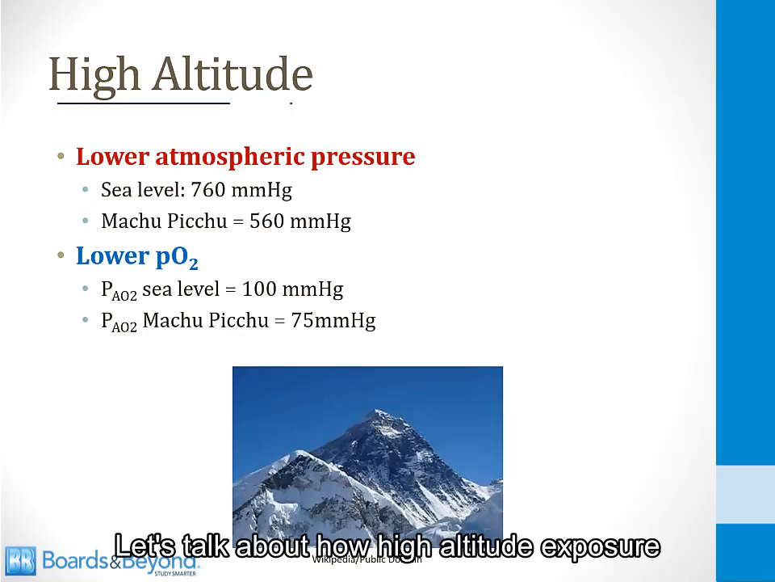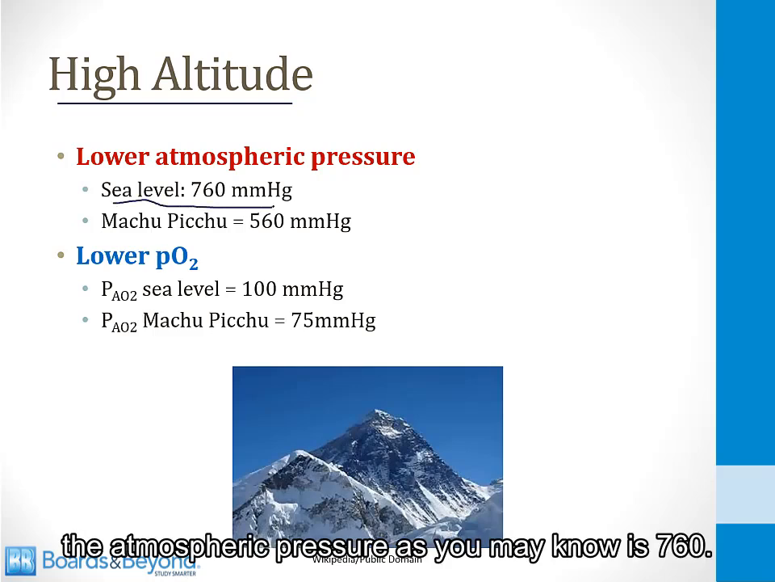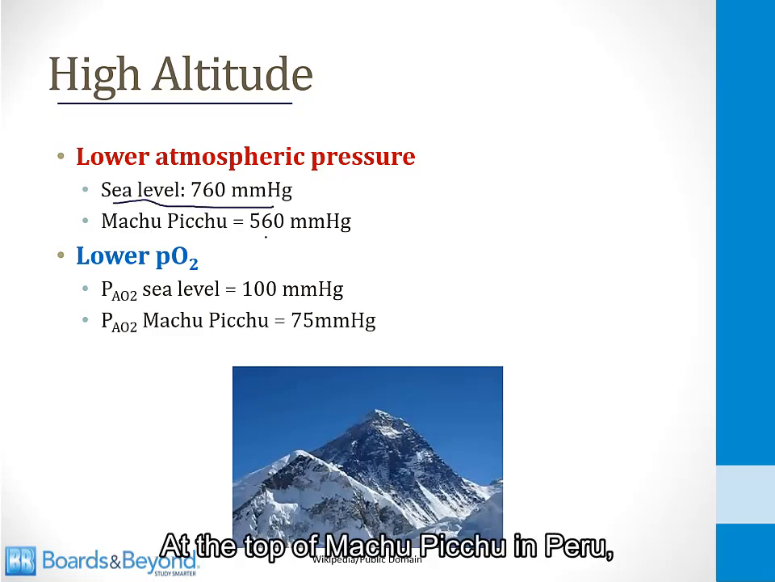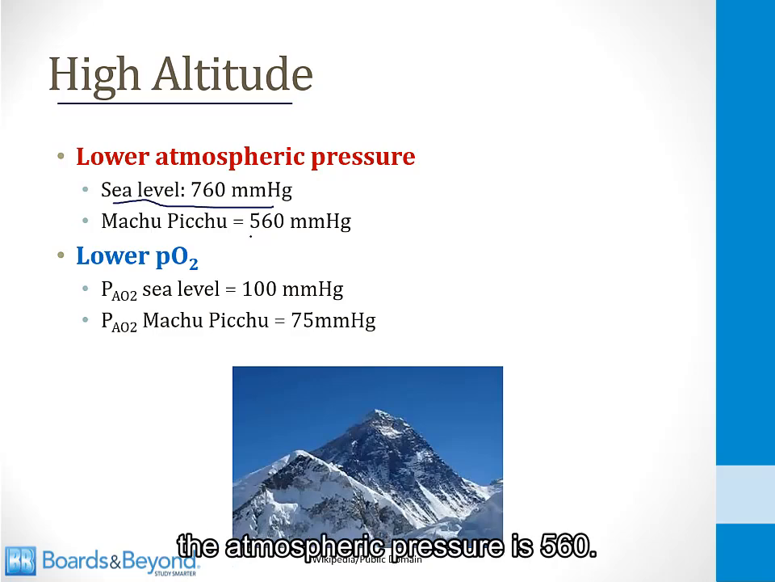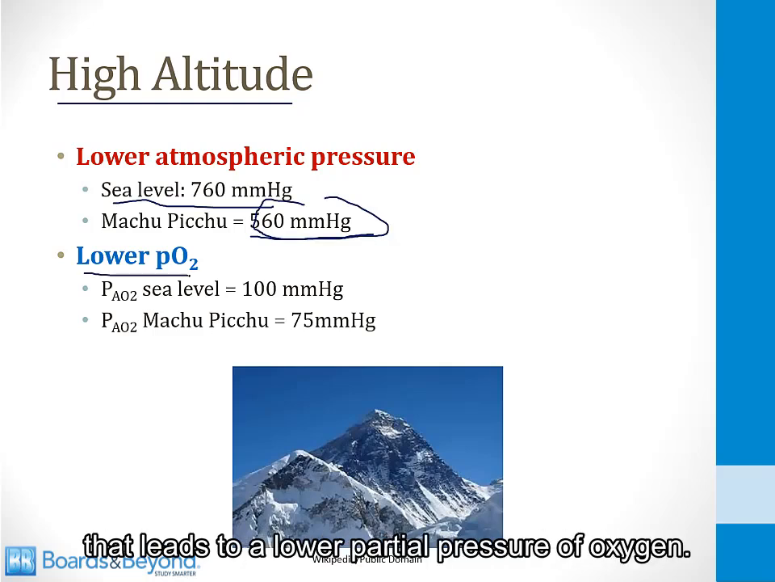Let's talk about how high altitude exposure can cause a respiratory alkalosis. So if you go to places on the globe where the altitude is high, the atmospheric pressure gets low. So for example, at sea level, the atmospheric pressure, as you may know, is 760. At the top of Machu Picchu in Peru, the atmospheric pressure is 560. Because the pressure is lower at high altitude, that leads to a lower partial pressure of oxygen.